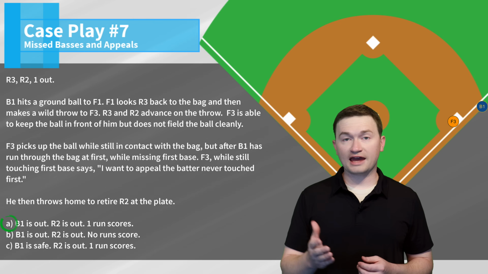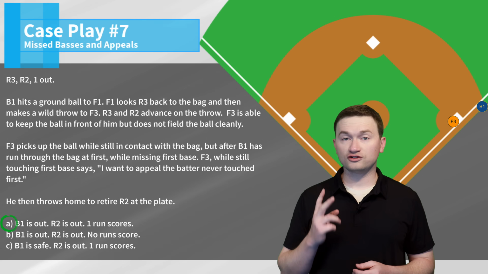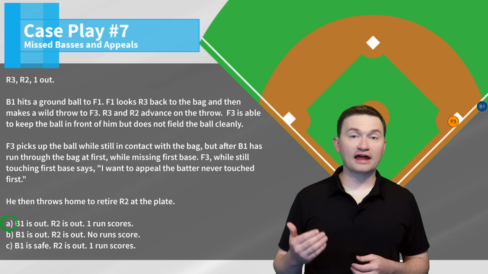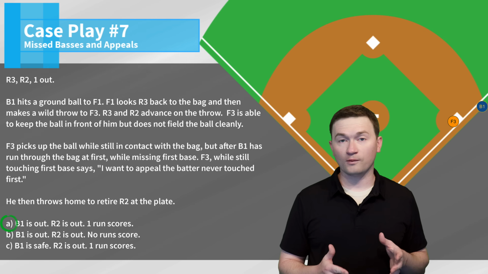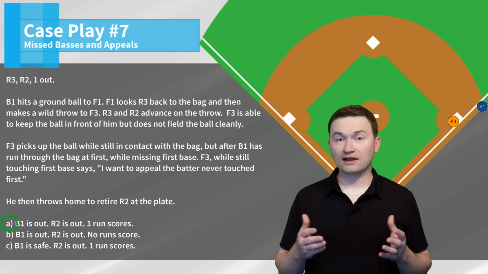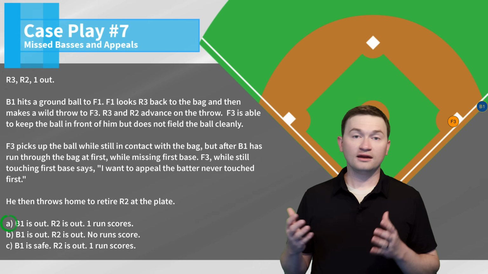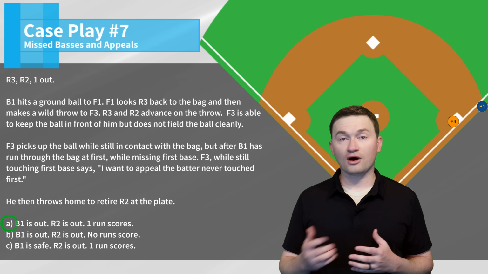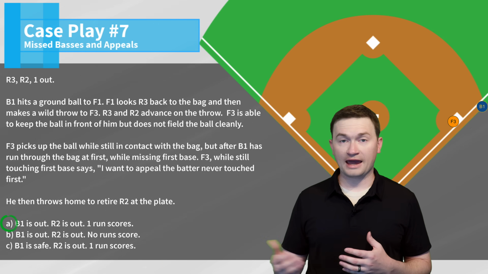The correct answer here is A. B1 is out, R2 is out, and 1 run is going to score. The reason for that is that the last out made is the time play at home. So when we reverse the order of those outs being made, that last out is a time play, not a play on the batter runner before they touch first. So in this scenario, R3, their run would count.